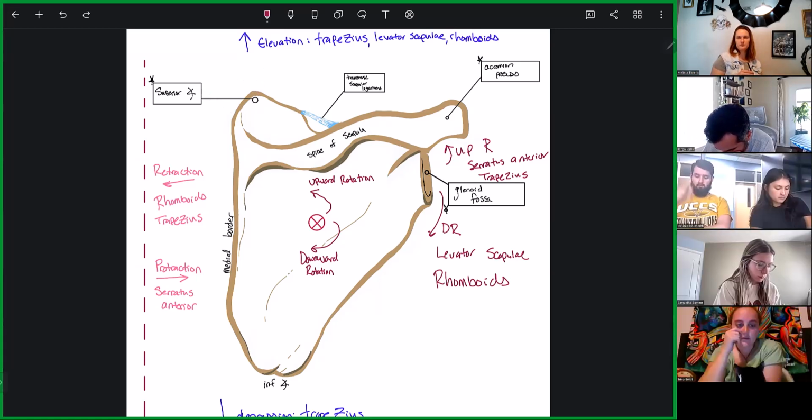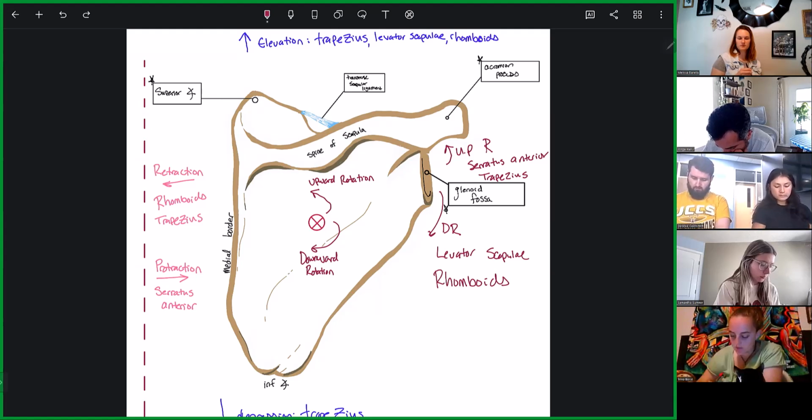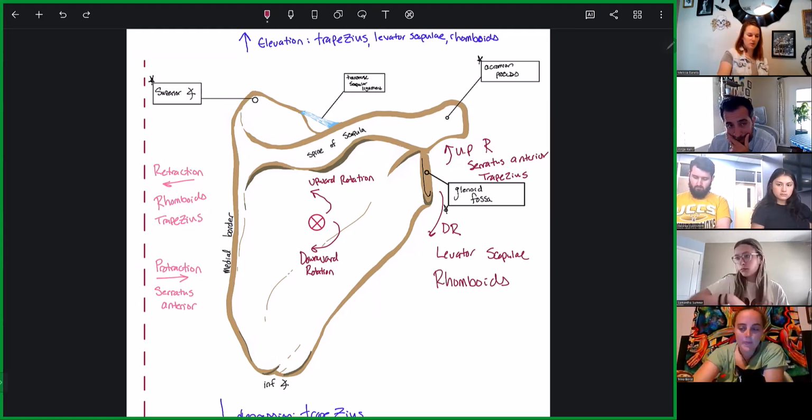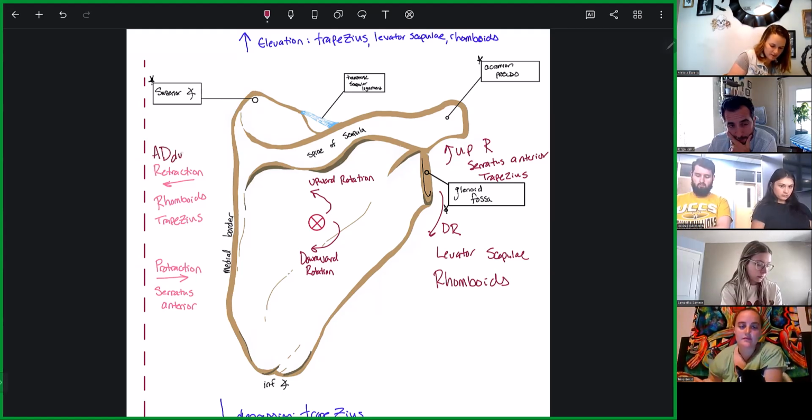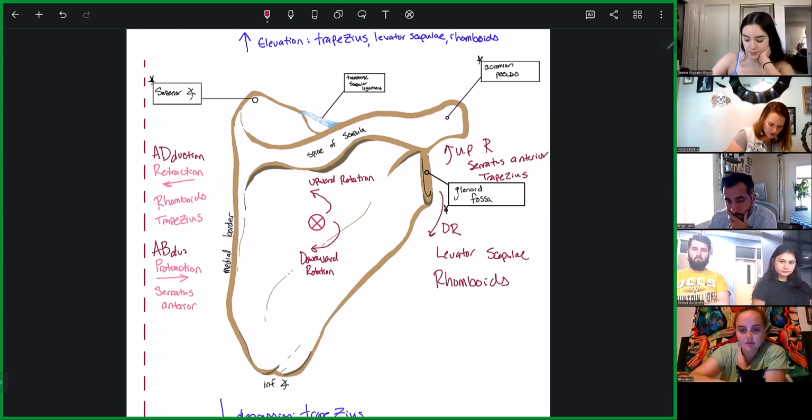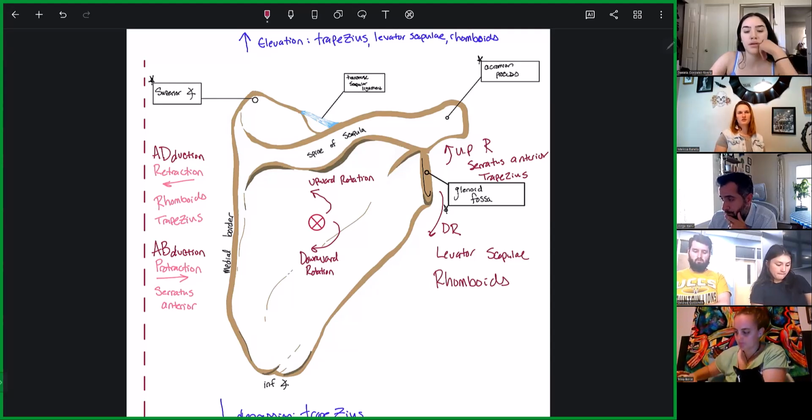Can we just go over, so the retraction is adduction? Is that correct? Yep, because remember we add things to the body, so retraction would be another way to say adduction. Okay. And then protraction would just be abduction. Yeah, good other things to put on here for sure.